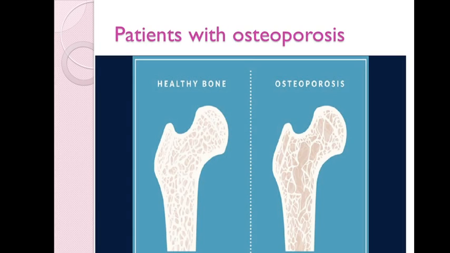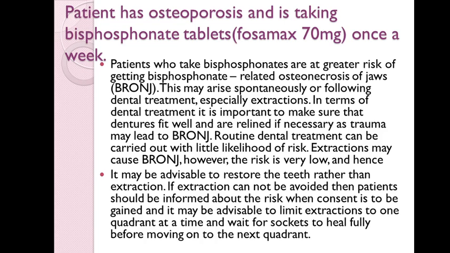Patients coming to the clinic with osteoporosis. This is a healthy bone. Of course, it's found in old age. A patient who has osteoporosis and is taking bisphosphonate tablets, or Fosamax 70 milligram once a week. Patients who take bisphosphonates are at greater risk of getting bisphosphonate-related osteonecrosis of the jaws, which we call BRONJ, and this may arise spontaneously or following dental treatment, especially extraction. So it happens after extraction.